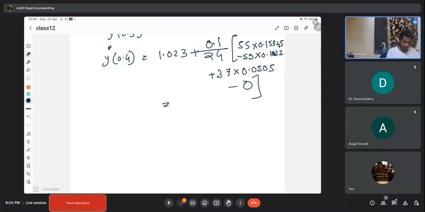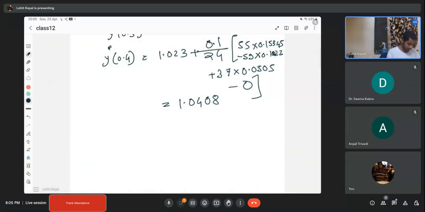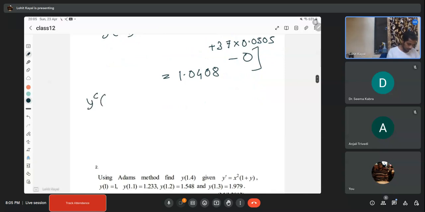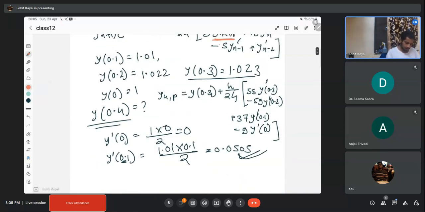So if you do the calculation, so I have already done it. If you do the calculation, you will see that the result is 1.0408. Now there is one more step left. That is the corrector term. Same thing we need to do. It will be equal to y 0.3 plus h. So we just need to do one more new calculation. That is finding this term. Other prime values we have already got them. This we need to find.